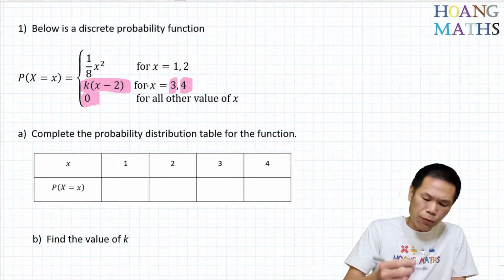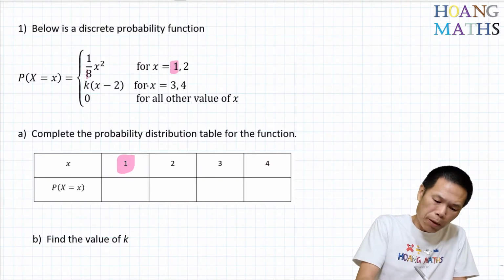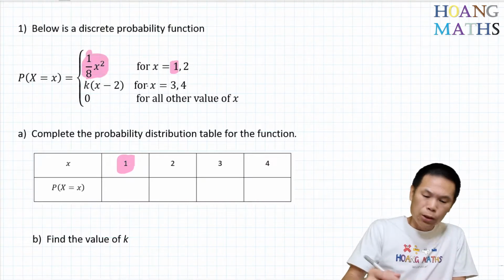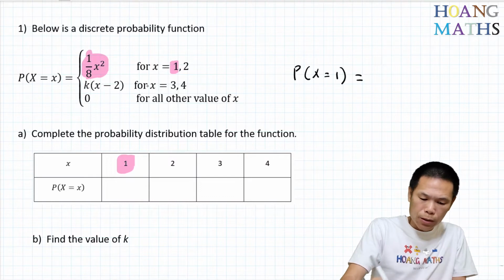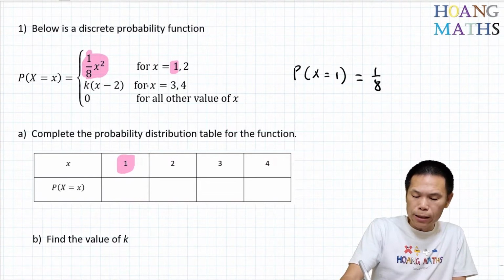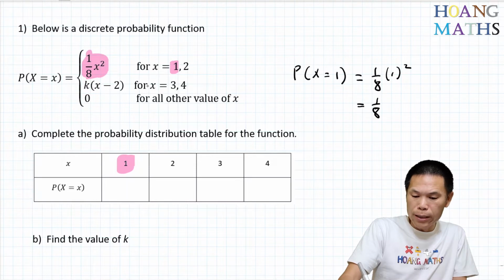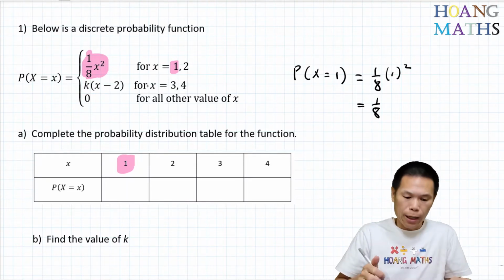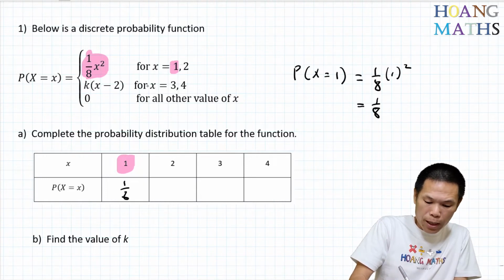So to complete this, first of all, when x is equal to 1, we need to apply this function here. So p of x equals 1 gives me 1 over 8 times 1 squared. 1 squared is 1, and times 1/8 is 1 over 8. Otherwise, you can just put that on a calculator. So the probability for x equal to 1 is 1 over 8.